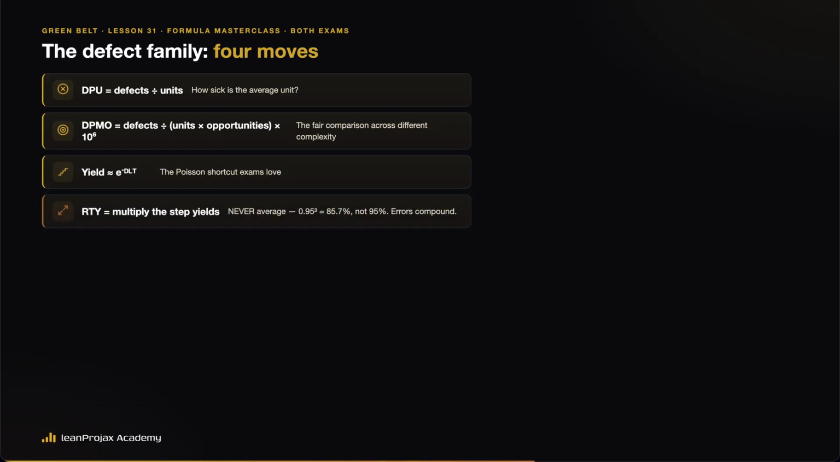And RTY, rolled throughput yield: multiply the step yields, never average them. 3 steps at 95% are not 95%. They're 85.7. Errors compound. That's the whole point.